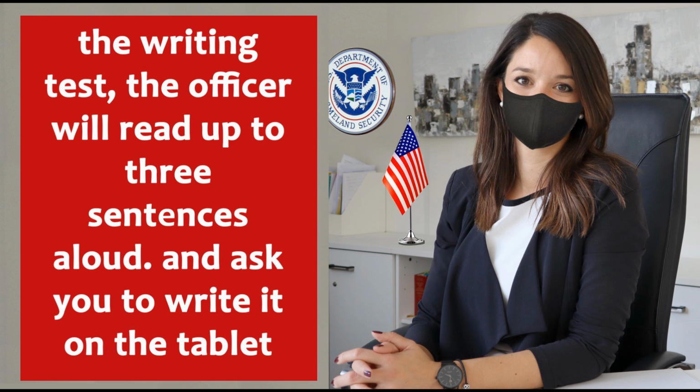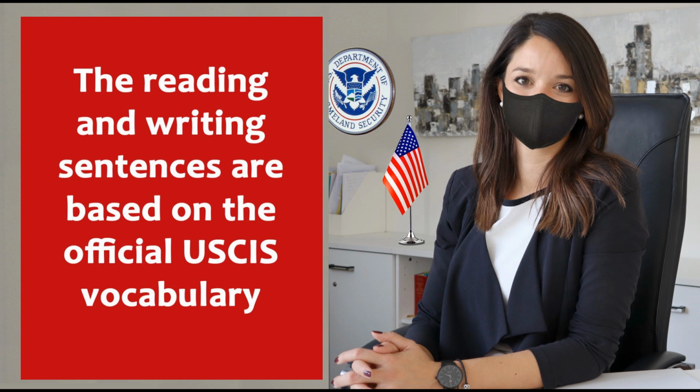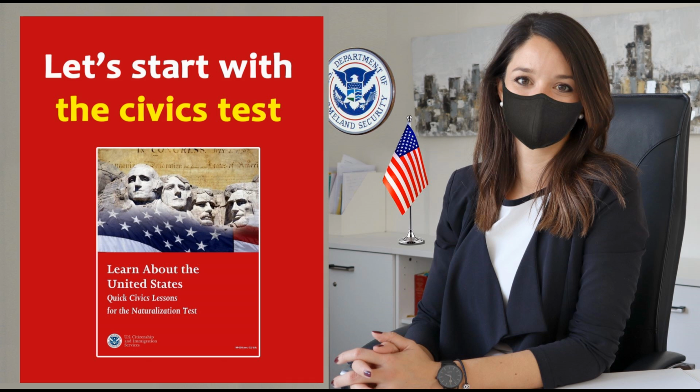And for the writing test, the officer will read up to 3 sentences aloud and ask you to write it on the tablet. You must write 1 sentence correctly to pass. The reading and writing sentences are based on the official USCIS vocabulary. So, let's start with the civics test.